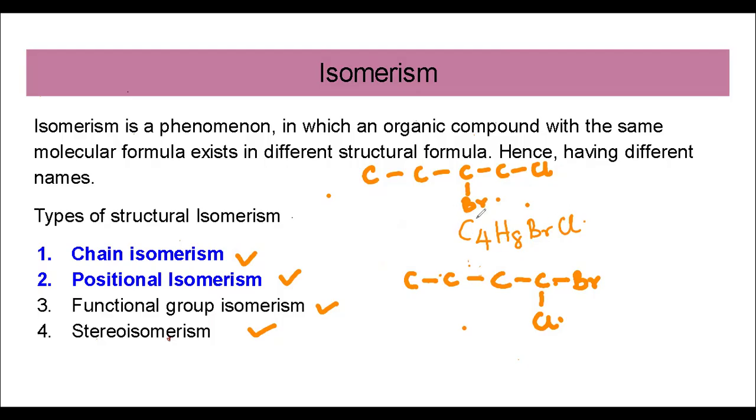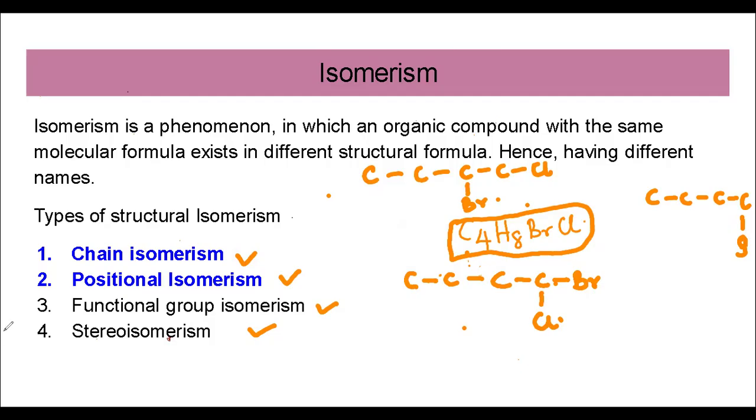In this compound now, I have bromine as a functional group, I have chlorine also as a functional group. So when you're changing the position of a functional group or of functional groups in an organic compound, what you form is positional isomer. So I'm still drawing. I'll write again 1, 2, 3, 4, carbon to carbon. Yes, I can still have it. Let me have bromine first now. Br.